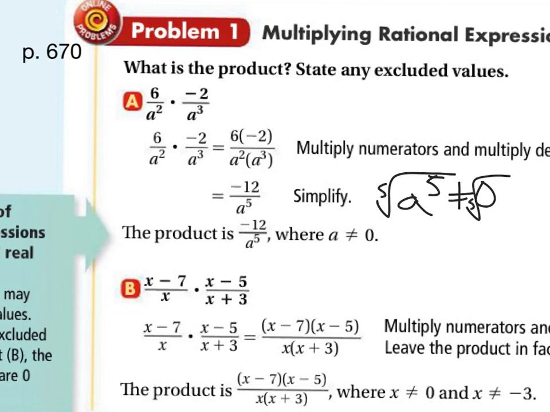To solve that, you could take the 5th root of a to the 5th, and then basically ask what times itself 5 times equals 0, and that would have to be 0. So there's our excluded value: a cannot equal 0.